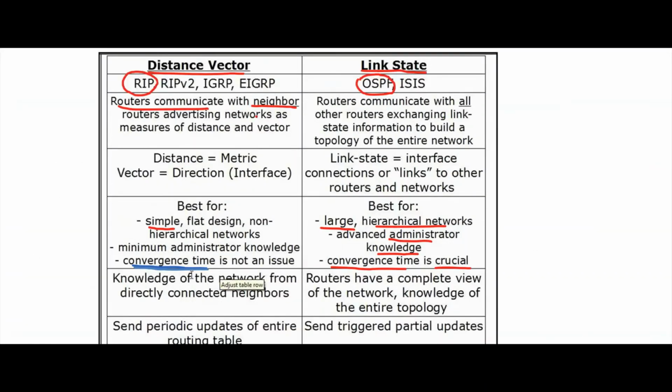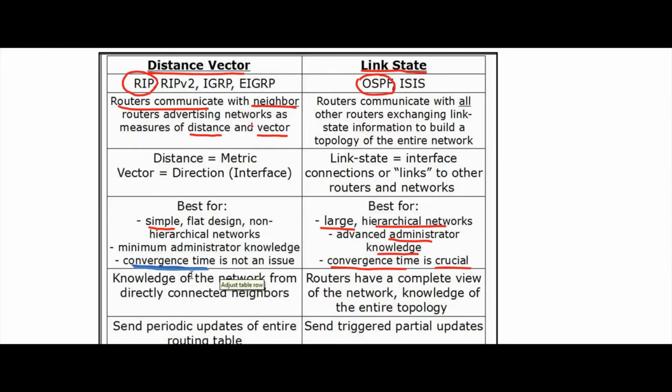Now you see, routers communicate with the neighbor routers, advertising the networks as a measure of distance and vector. They are using two terms, distance and vector. What are this distance and vector? We can see it here.